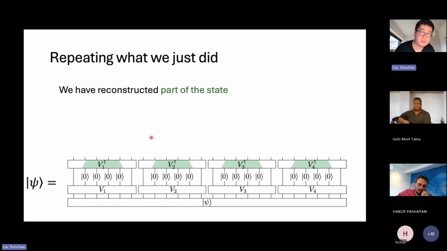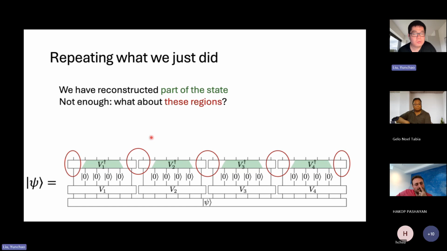But have we successfully reconstructed the entire state? Obviously not, because there are still some regions that we don't know how to reconstruct. So the problem is, what about these regions that are on the edge between the things that we know how to reconstruct? And this is really a fundamental issue because we couldn't possibly cover everything at the same time.